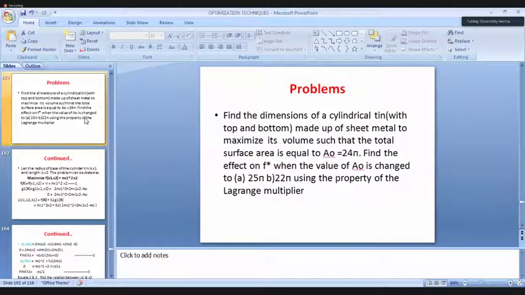Find the effect on f star when the value of a naught is changed to 25 pi. Initially, how much was it? 24 pi. So now, what is the value if it is changed to 25 pi? What is the minimum value, maximum value that you need to find? We'll check it out now.